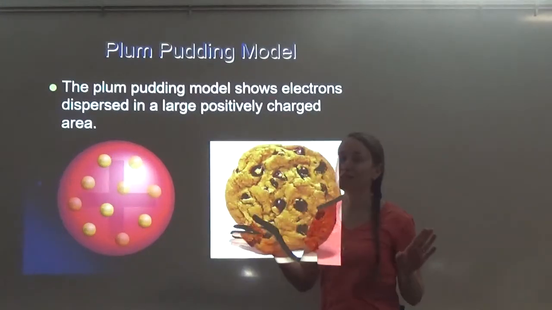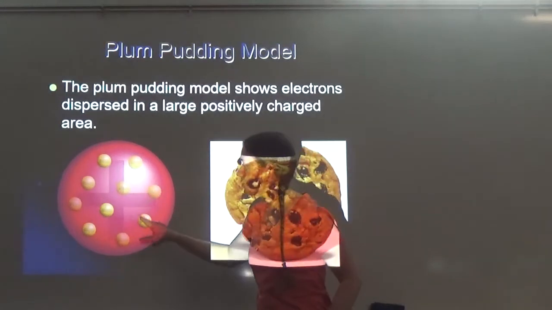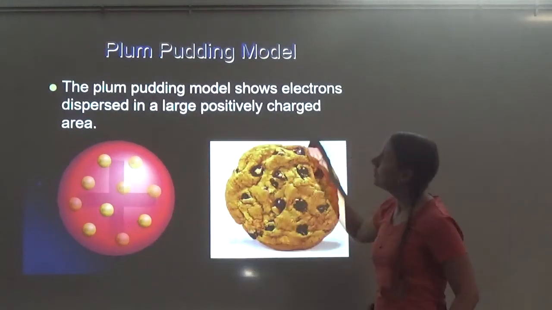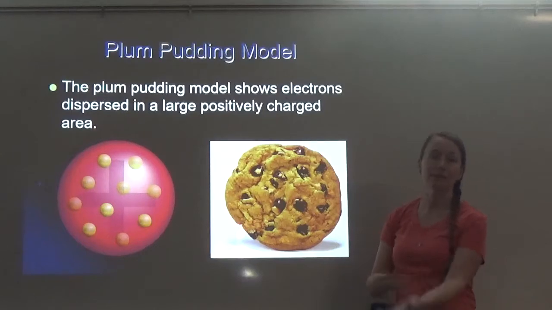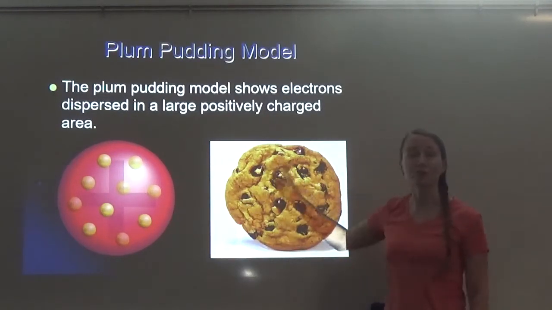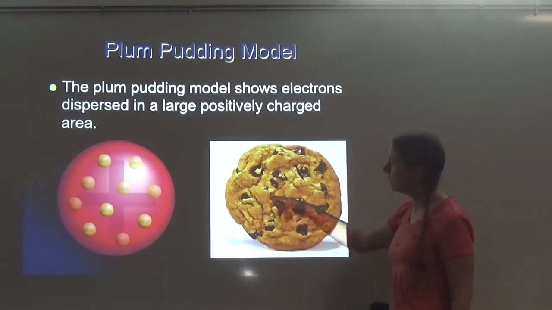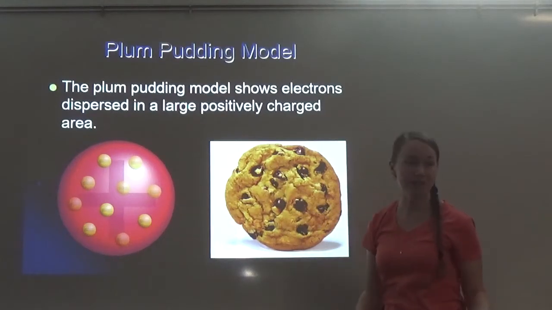There's no nucleus. The nucleus had not been discovered yet. And you have electrons throughout. They call it the plum pudding model because apparently they eat a lot of plum pudding. But I like to say it's like a chocolate chip cookie, because over here we eat chocolate chip cookies. So the cookie part would all be the positive, and the chocolate chips themselves would be the negative electrons.